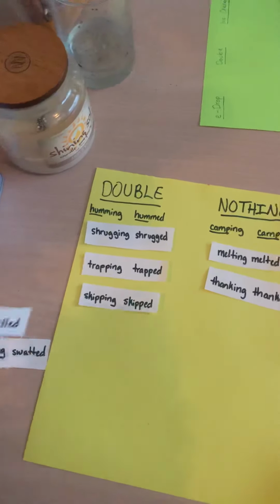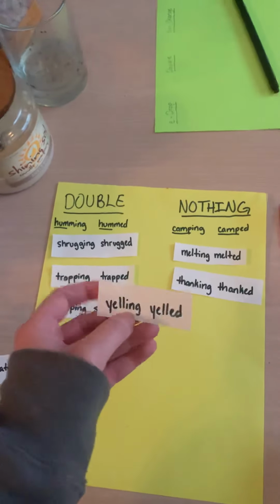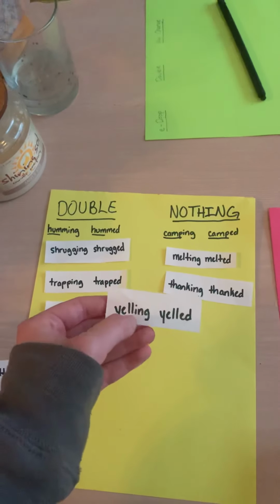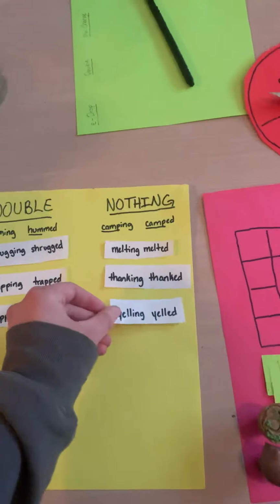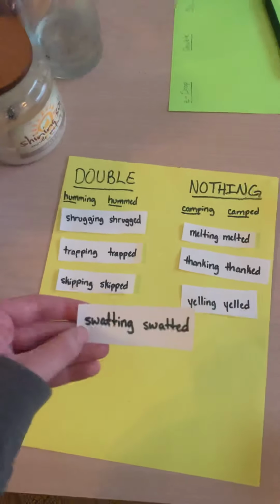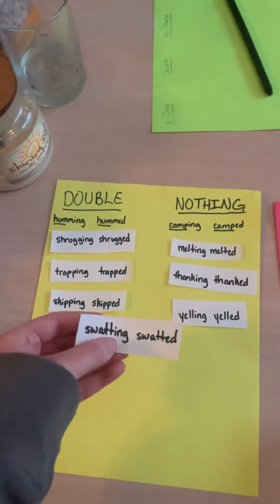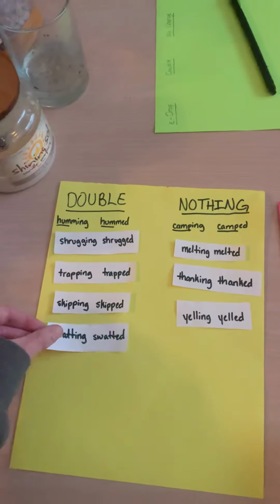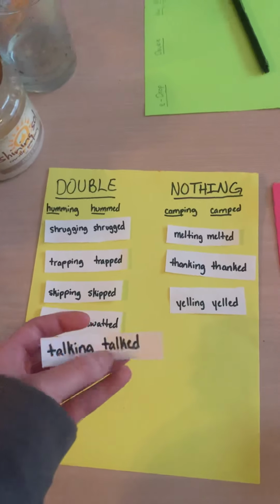Up next, we have yelling and yelled. Now this one is a trick word because our base word is yell, which is already spelled with two L's, so we're not actually doubling anything. That's going to go under the nothing category. Next, we have swatting and swatted. Our base word is swat with only one T, so since we've doubled that, that's going to go under the double.